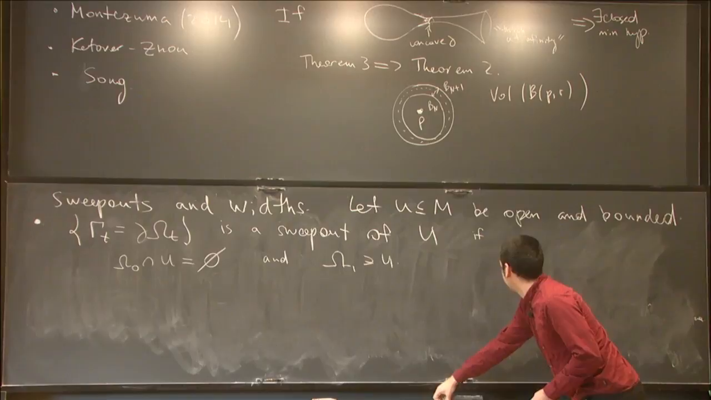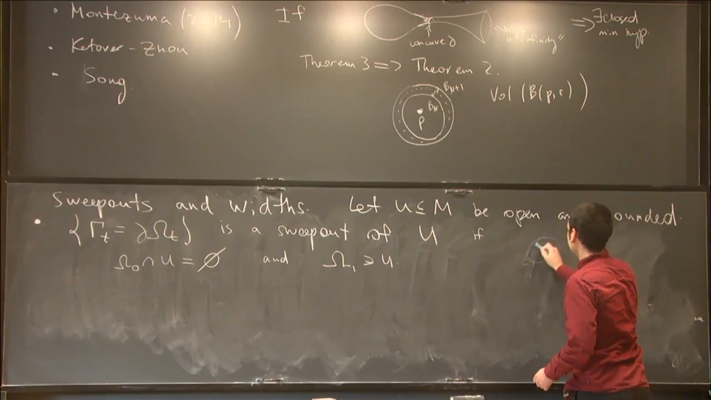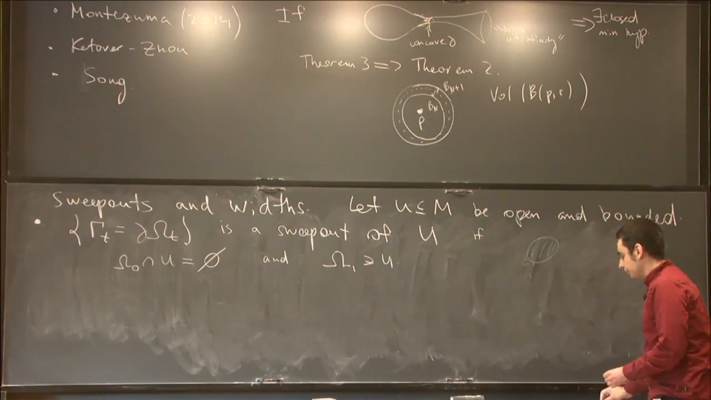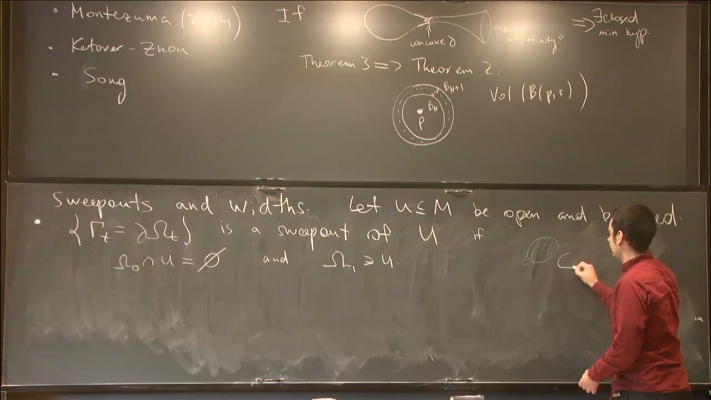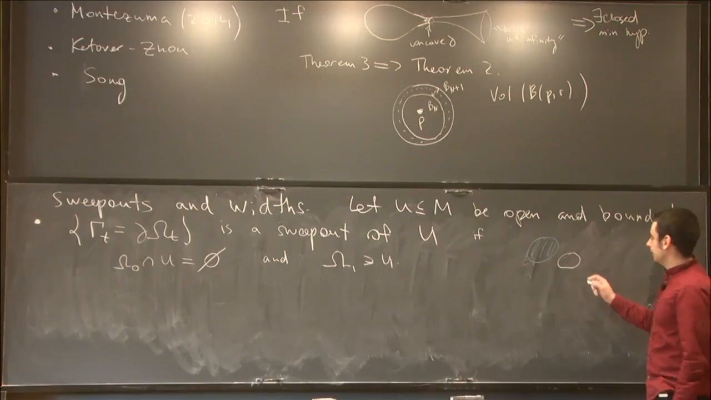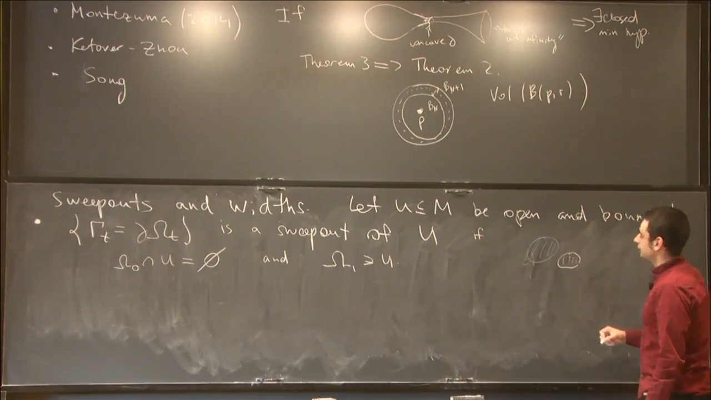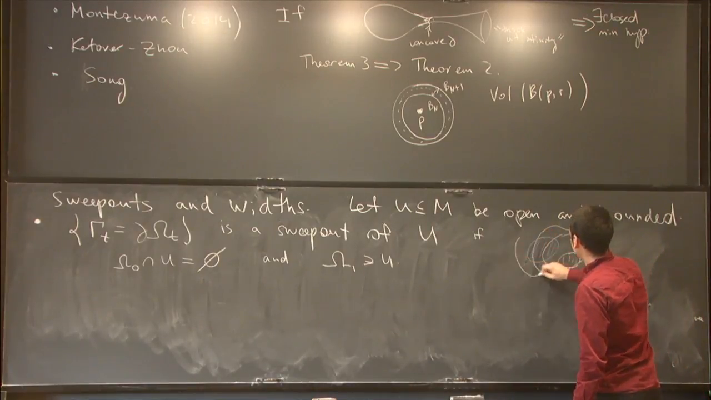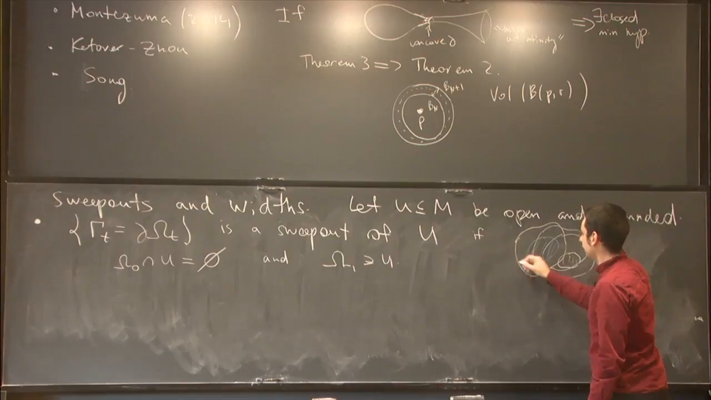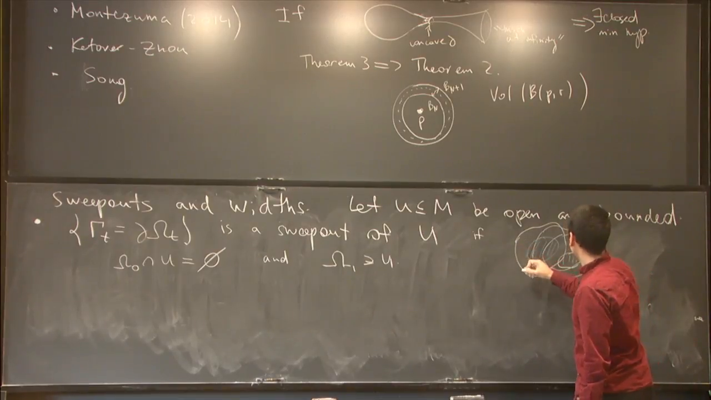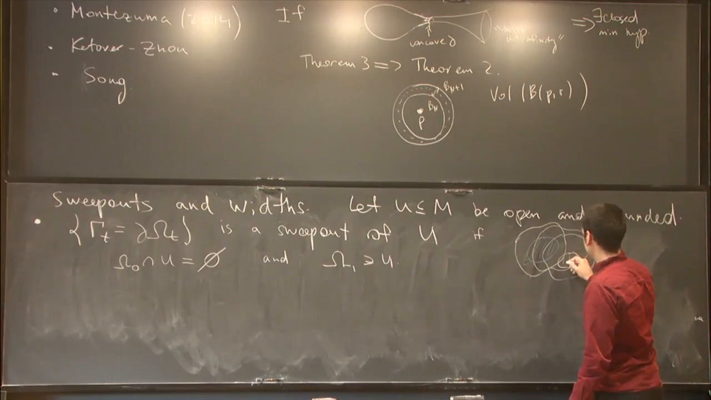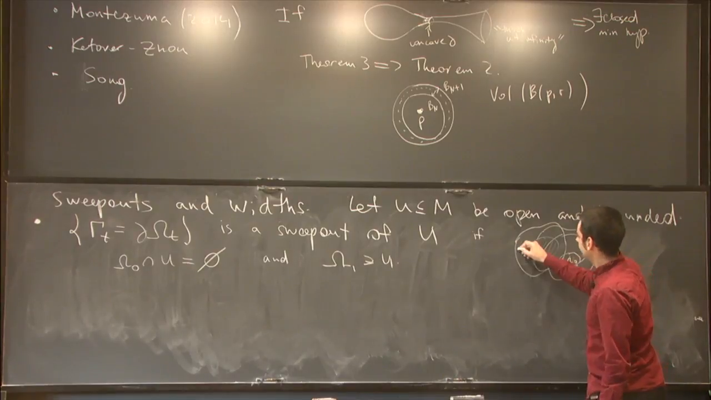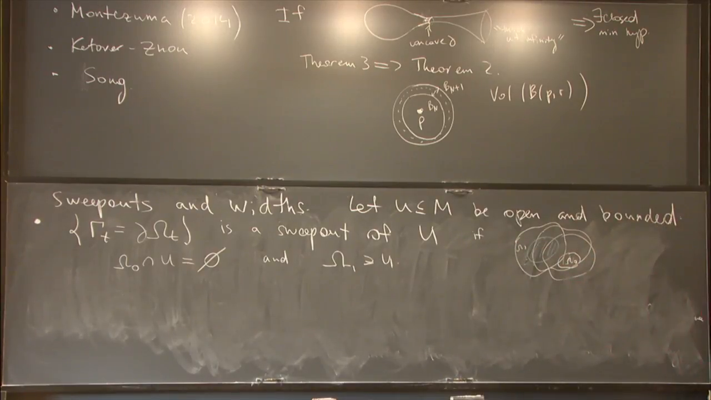So if this is our U, then a sweepout could look something like this. This is our gamma 0. It's a boundary of omega 0. And then this is our gamma 1. So this is region omega 0. This is region omega 1, which completely contains U.